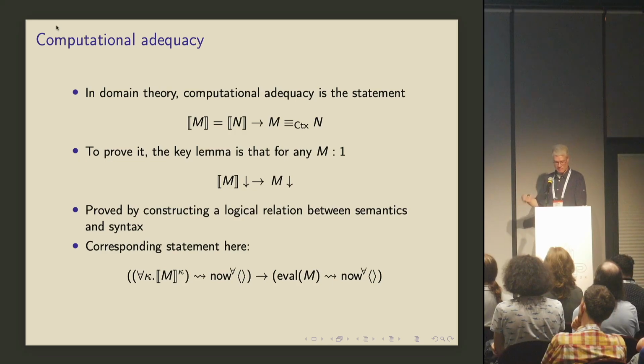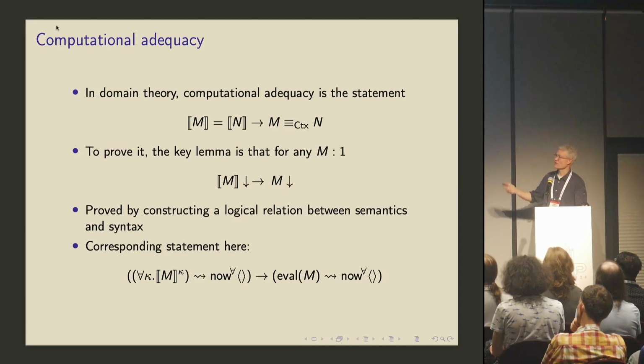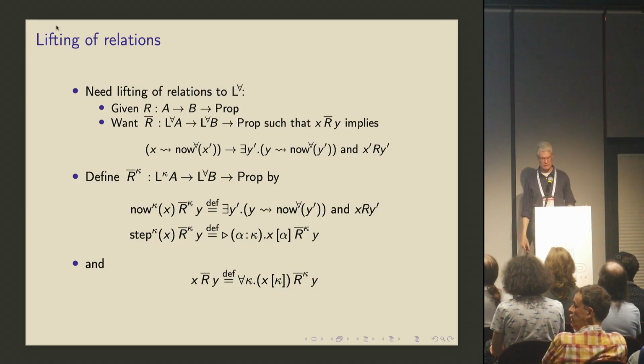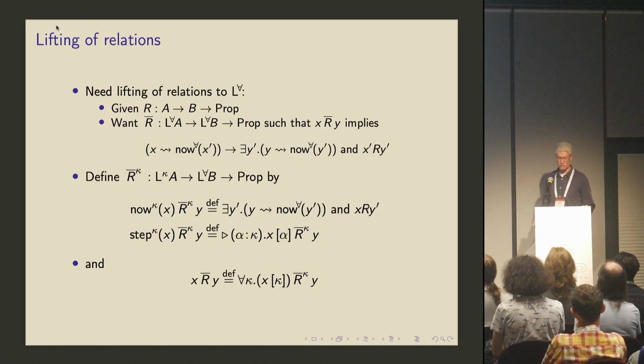And the way such a thing would be proved would be to essentially generalize the statement by constructing a logical relation indexed by types, and then use standard results or standard constructions for this. So this is what I'll do as well. I'll construct a relation between semantics and syntax, and then use that to prove this adequacy statement. And so the key step in doing that is a lifting relation. It's a notion of lifting relations using the monad here.